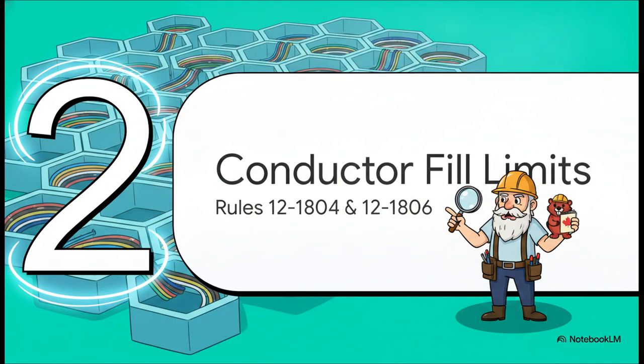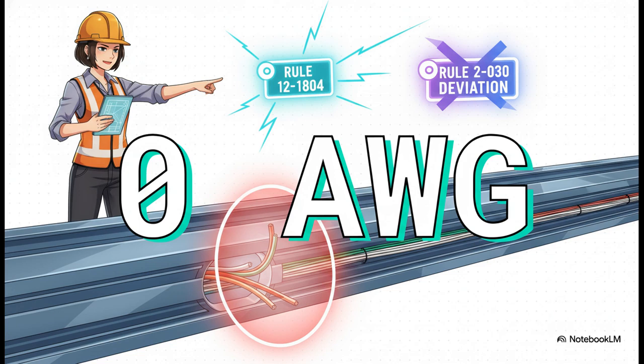Okay, moving right along to conductors and fill limits. So the make or break point here is Rule 12-1804. No bare or insulated conductor larger than number 0 AWG copper or aluminum is permitted to go into a cellular floor. Let me repeat that because I guarantee you're going to see this on your test. Number 0 AWG is the absolute maximum size. The only way you are putting anything bigger in there is if you've somehow snagged a special Rule 2-030 deviation from the inspection authority. And let's be real, that's not happening on your average Tuesday. So lock that number 0 AWG into your memory right now.